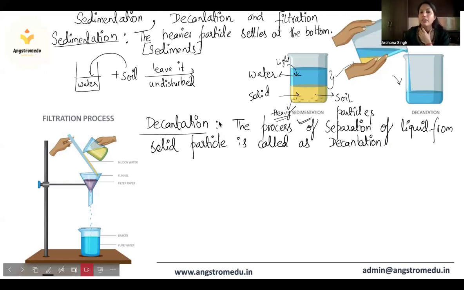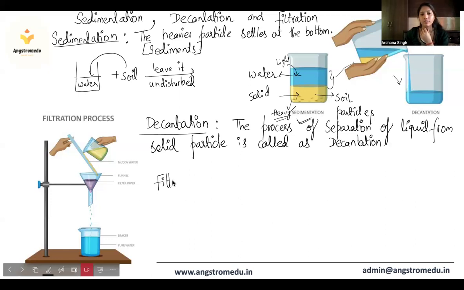So in decantation, what happened? When we add soil to water, the water will be at the top. This water is taken out into another beaker, and this process is nothing but decantation, where you are taking out the liquid from the solid particles. It is called decantation.